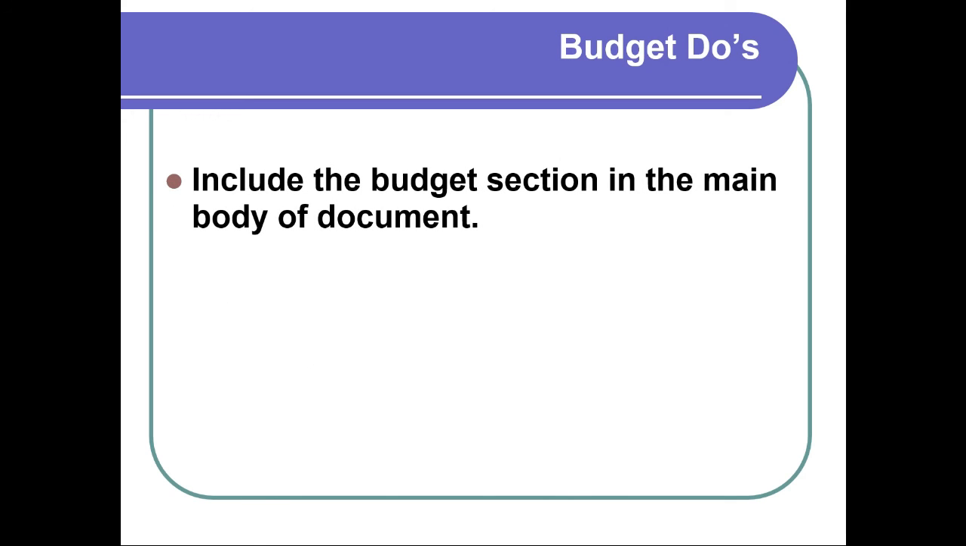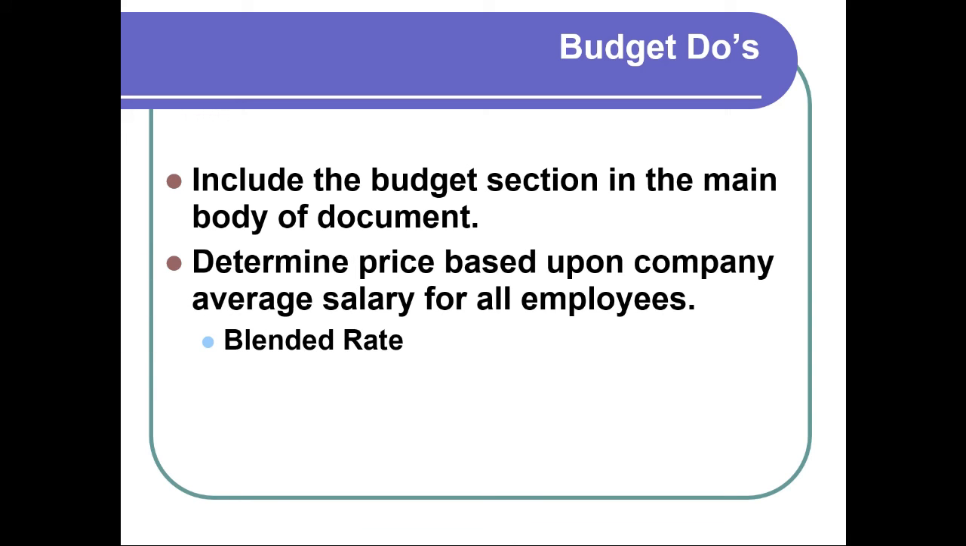What you do want to do in the budget is include it in the main body of the document. Because as you're reading the proposal, you want to have the budget be an integral part of the proposal. It is an integral part of the proposal, so have it in the document, in the proposal that you're writing.